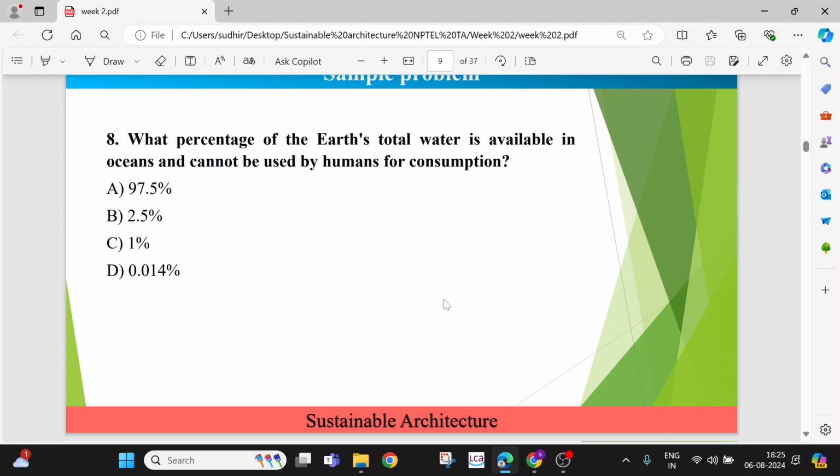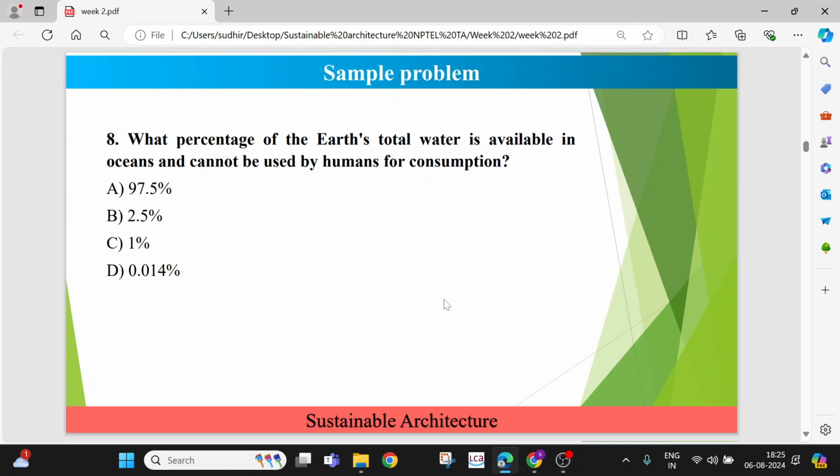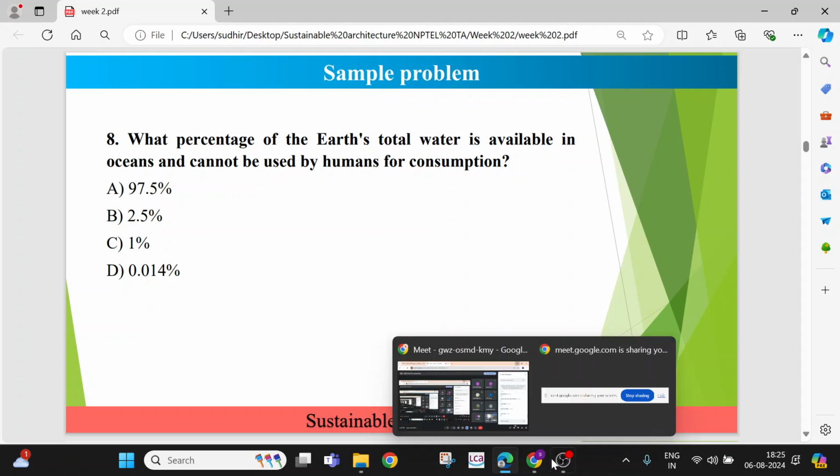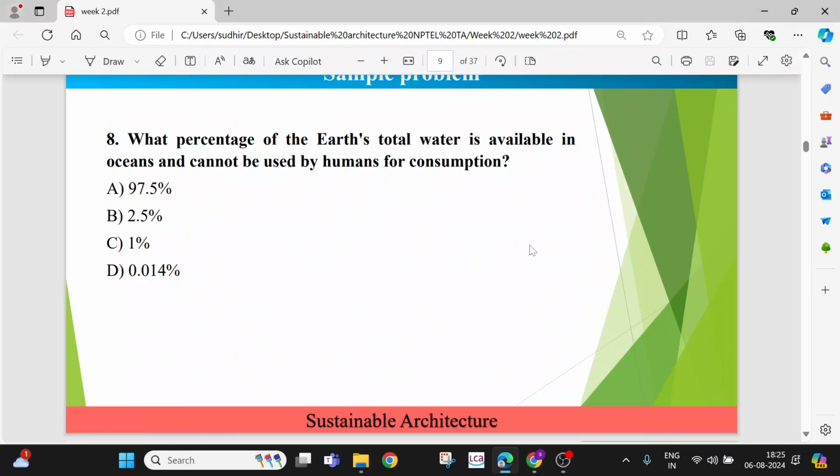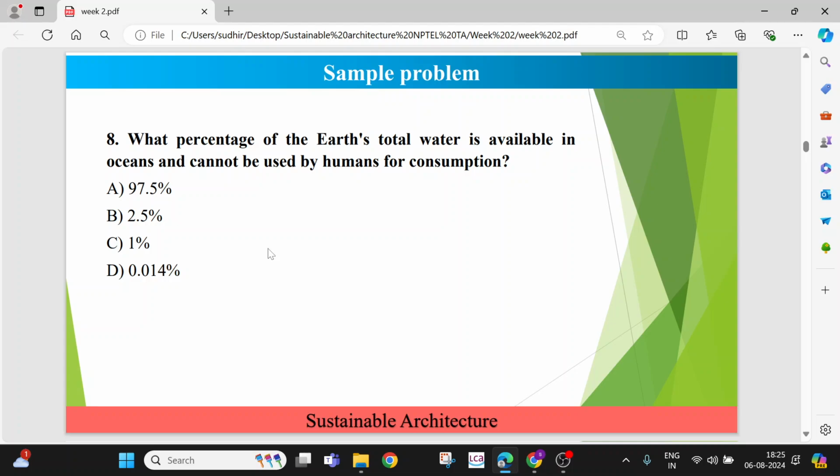What percentage of the Earth's total water is available for oceans and cannot be used by humans for consumption? Option A, sir. Yeah, it's A. Most of the people answered B, but that was our previous question. Fine, then option A is the right answer for this question. Roughly 97.5 percent of water is present in the oceans.